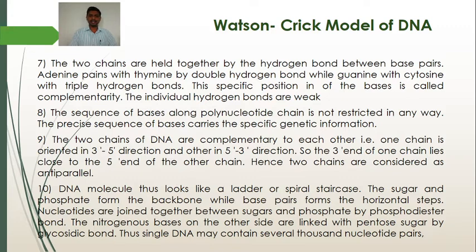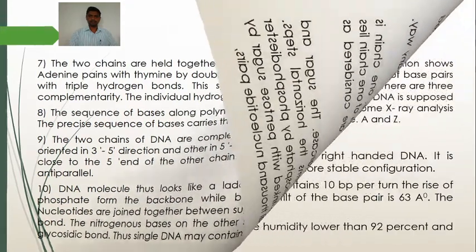Thus a single DNA may contain several thousand nucleotide pairs. So the DNA molecule looks like a ladder or a spiral staircase, where the sugar phosphate forms the backbone, while the nitrogen bases, which are flat molecules, are present in the core of the helix. Individual nucleotides are joined to each other by a 3',5' phosphodiester bond, while the nitrogen bases are linked to the deoxyribose sugar by a glycosidic bond.